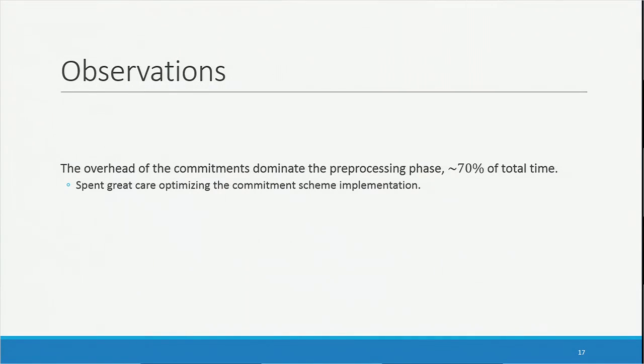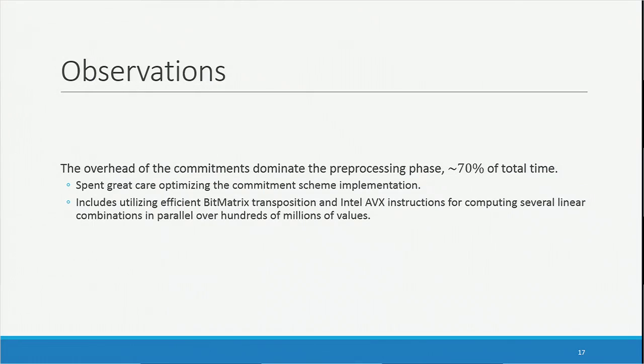First, some general observations. The overhead of the commitment scheme completely dominated our initial preprocessing phase. This takes about 70% of the total time, so we spent great care optimizing this part of the implementation. This included using very efficient bit matrix transposition techniques, along with using Intel AVX instructions to compute several linear combinations of several hundreds of millions of values in parallel. Now, the results, and it's clear that the network bandwidth really is the major bottleneck here, as it is for many other 2PC protocols.